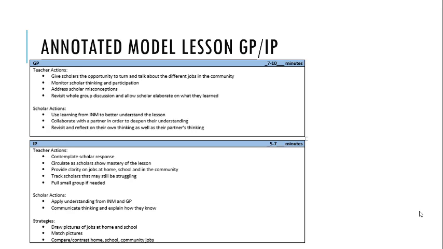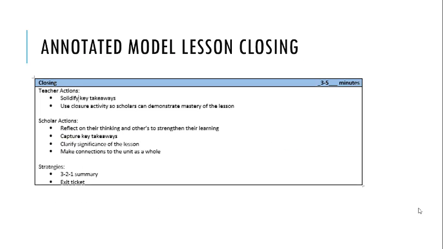For the guided practice and independent practice, scholars should have the opportunity to talk about the different jobs in their community. They may need sentence stems to get the discussion started. For example, "The different jobs in my community are..." This is going to be a time for the teacher to address any misconceptions scholars might have. And during the independent practice, scholars will show a mastery of the lesson by doing a matching community helper activity. Teachers can pull a small group or circulate the room to make sure scholars are on task.